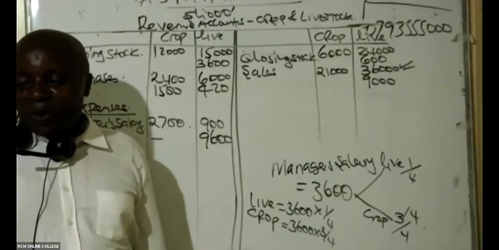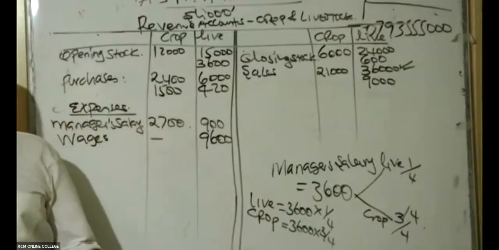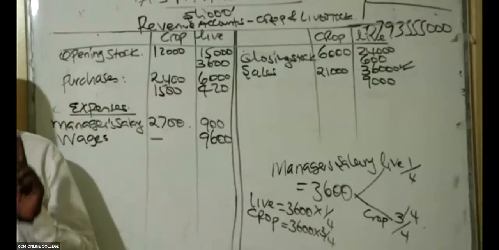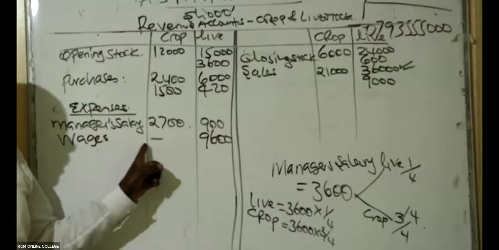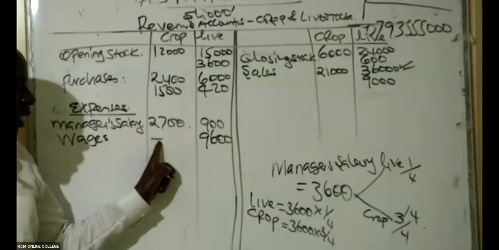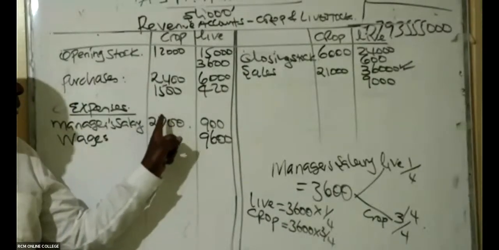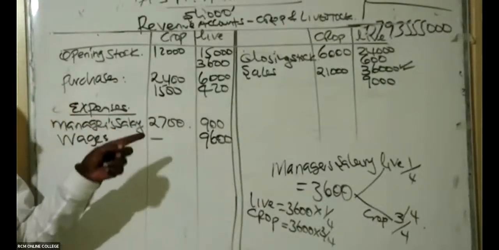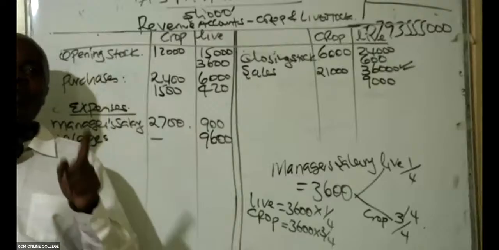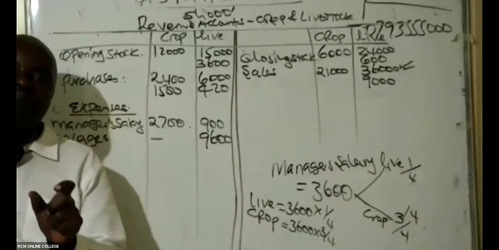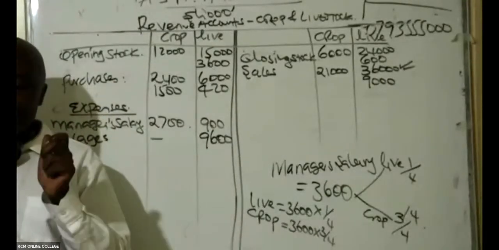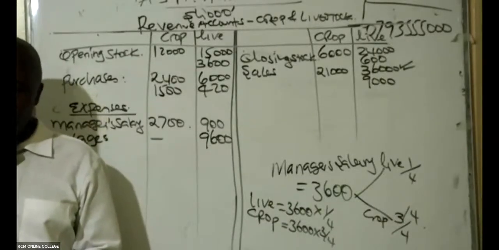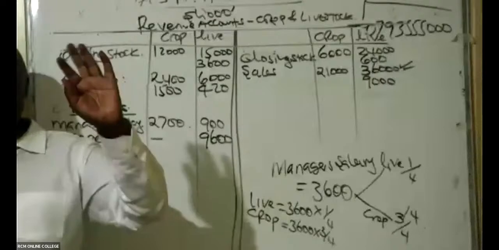All right. So, ladies and gentlemen, look at these wages. They have told us that wages are worth what here? 9,600. And I've been able to book them here very nicely. So no wages are specific to the crop. They're only specific to the livestock. I've just told you that these revenue accounts, normally we use revenue accounts to capture specific expenses.